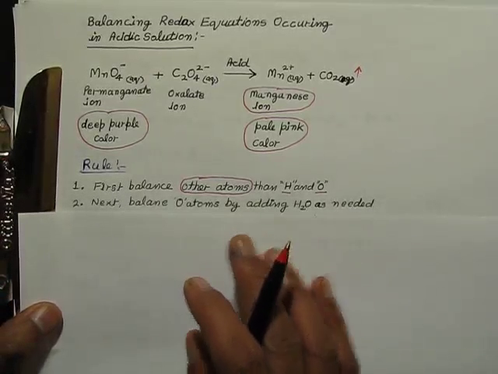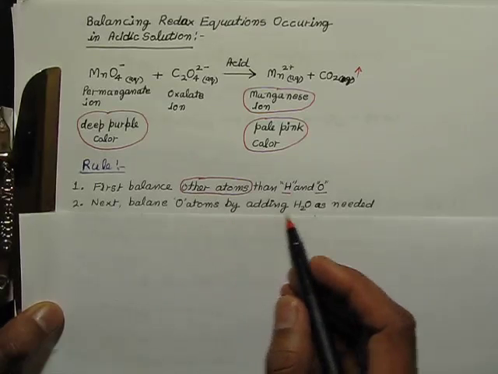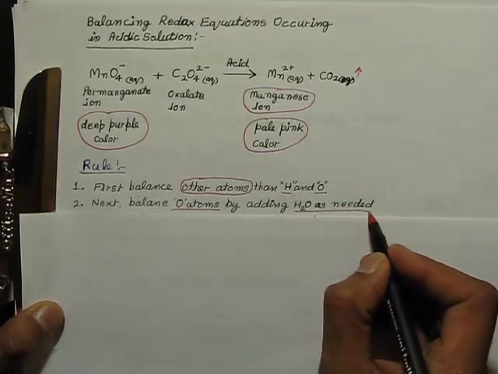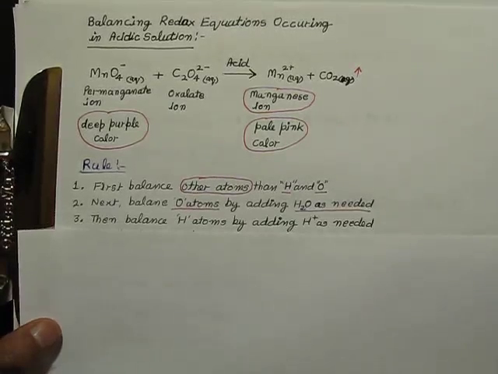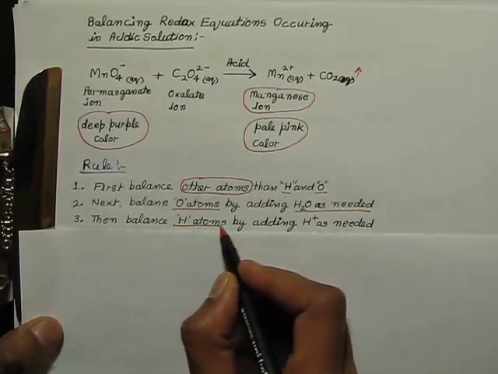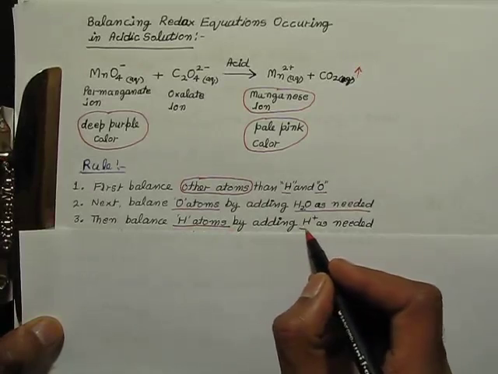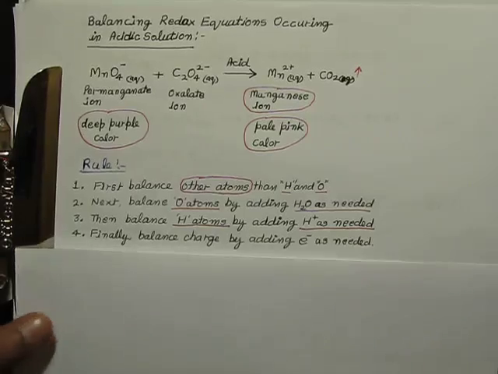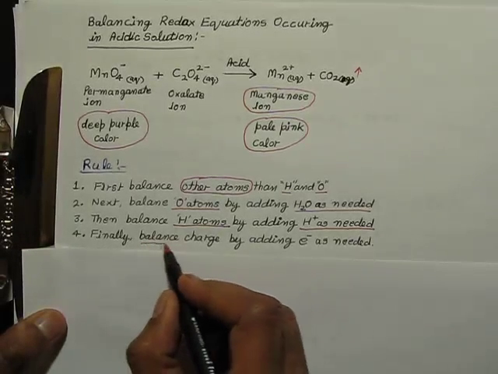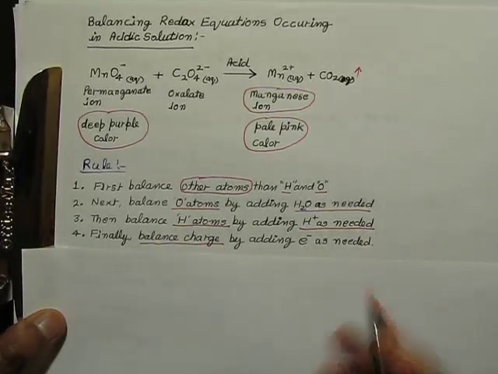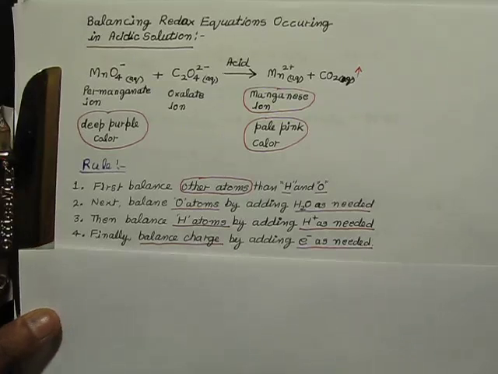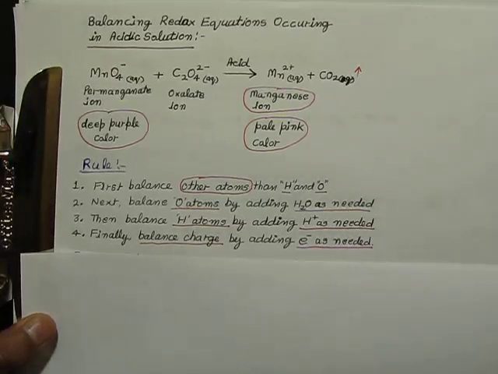Second step is we have to balance oxygen atoms by adding water molecules as needed. And the third step is we have to balance hydrogen atoms by adding hydrogen ions as needed. And the fourth step is finally we have to balance the charge, the number of electrons on both sides, by adding electrons as needed. So we have to follow these rules to balance this type of reaction.